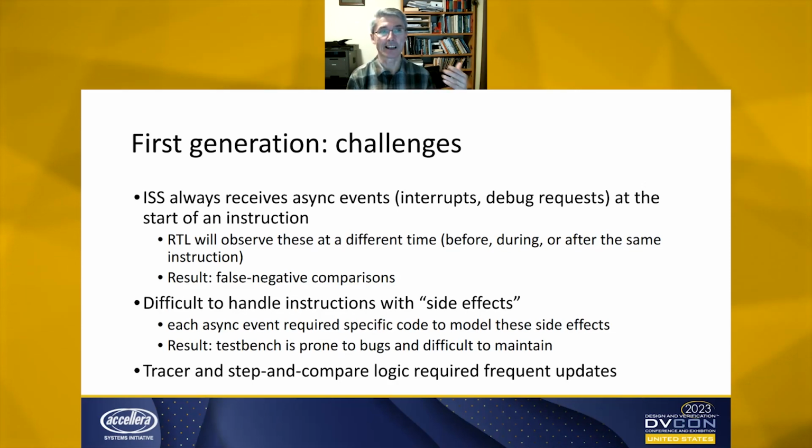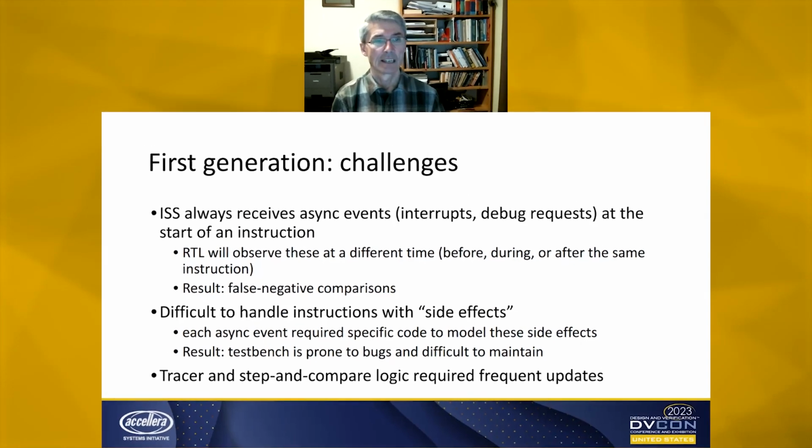The first is that the ISS is always receiving async events, debugs, interrupts, bus errors at the start of every instruction. And this is not the view that the RTL has. So the RTL and the reference model are seeing things at different times. This resulted in a large number of false negative comparisons, and each one of these had to be debugged and resolved on an individual basis.